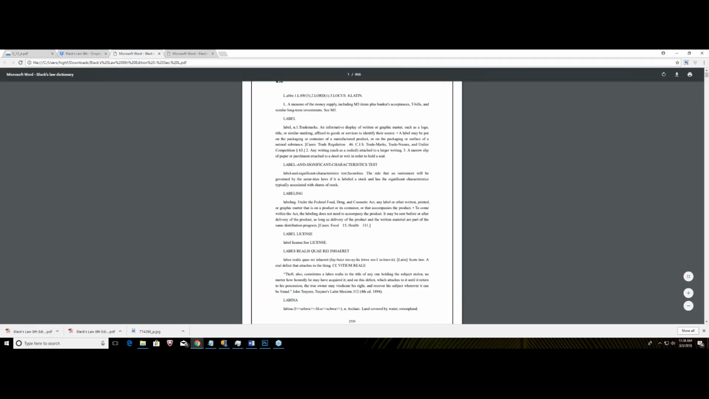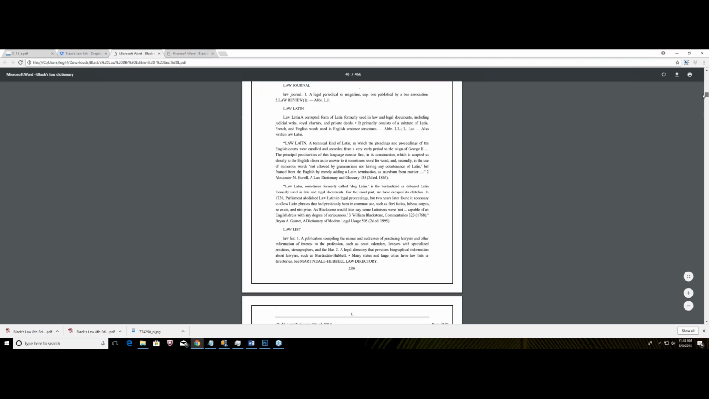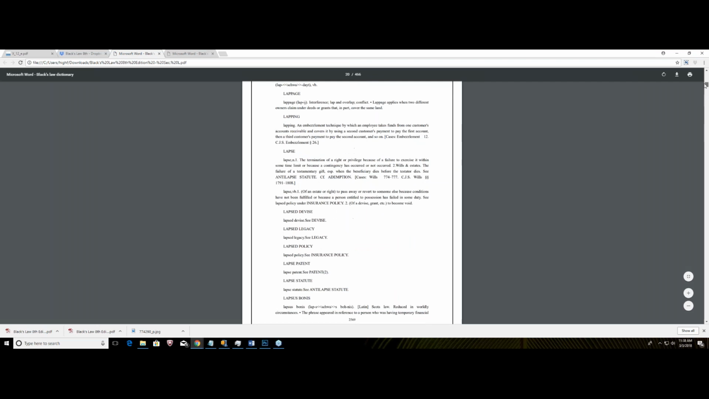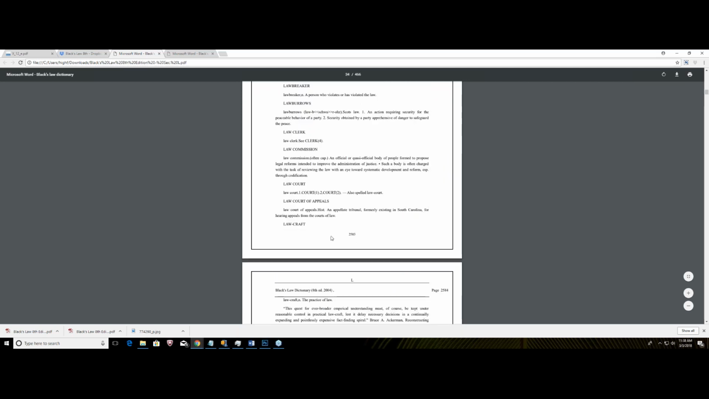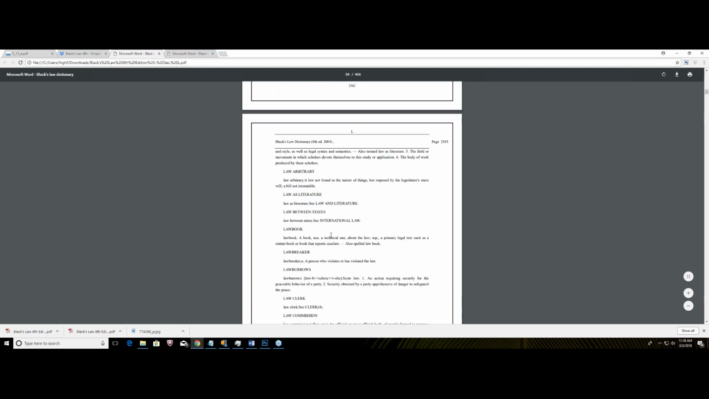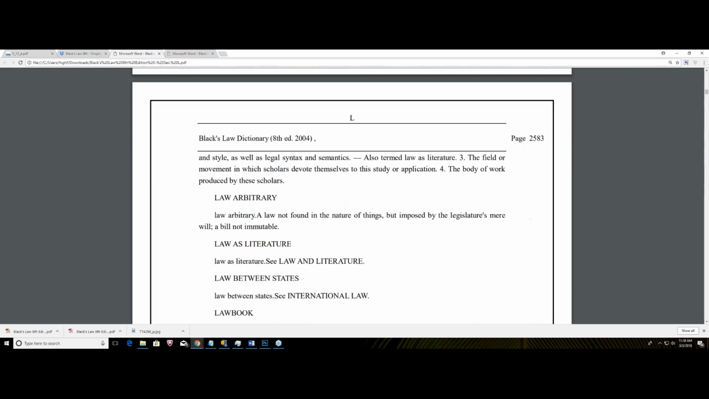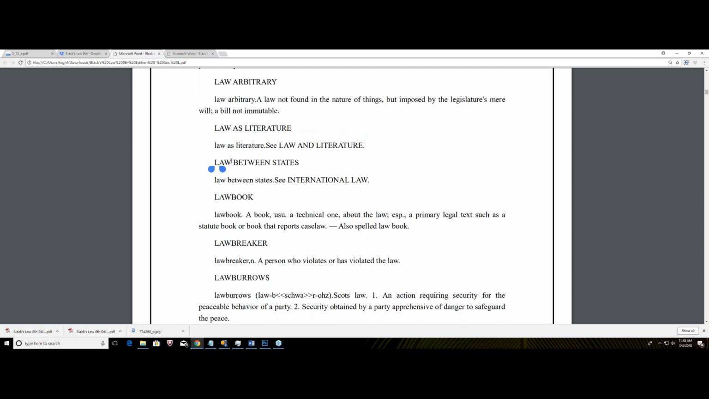And I hope y'all are writing these definitions down, because they will be on the test. All right. Law between states. See it right here. Law between states. C, international law. International law. And that's something that's very, very interesting. All right, when you say law between states, it's C, international law.